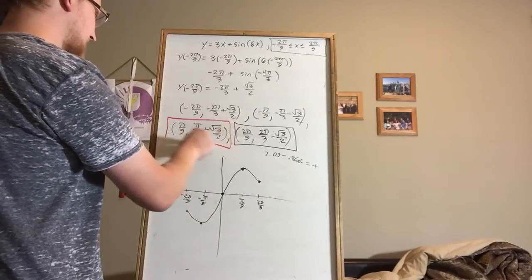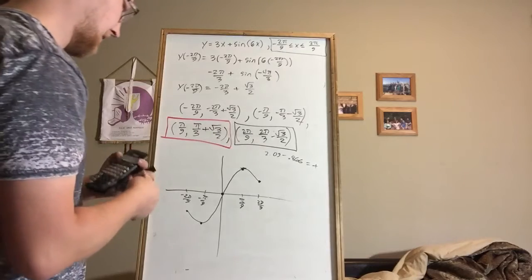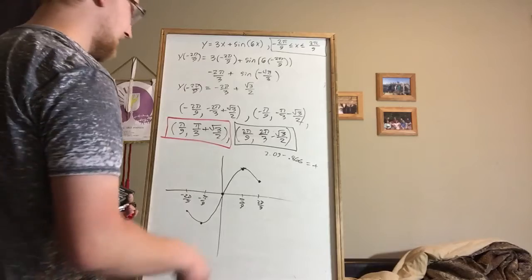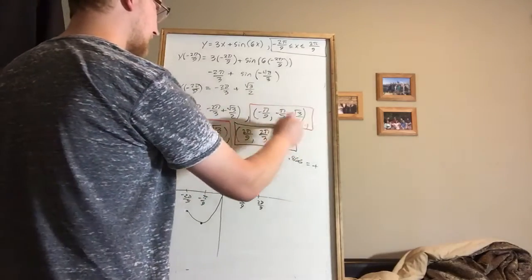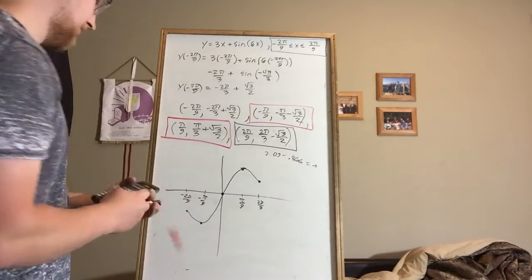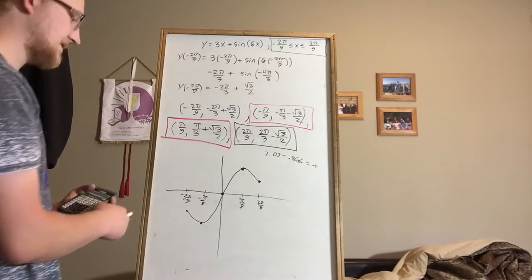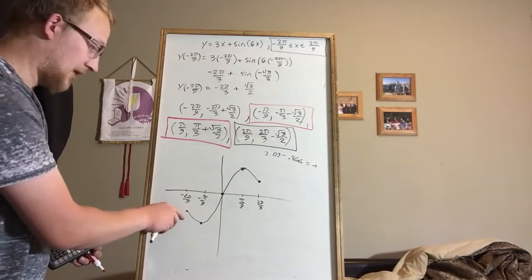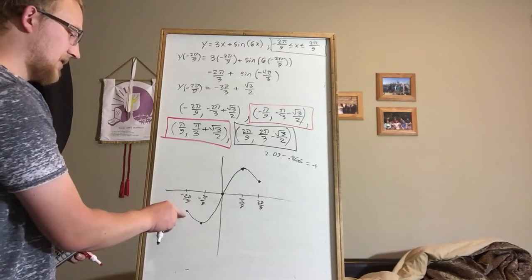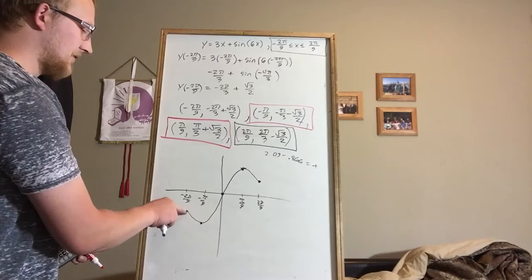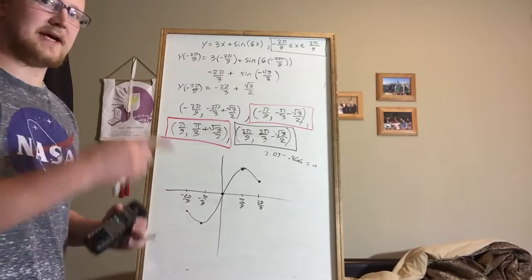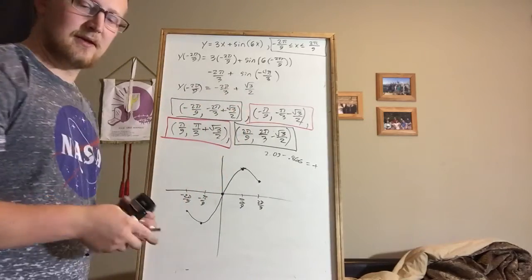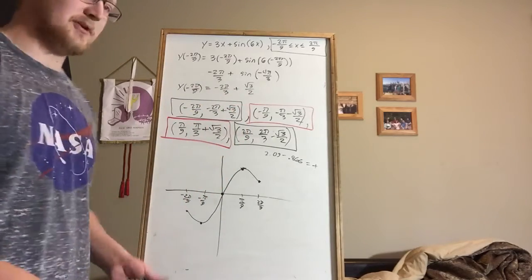I'll use red for maximum and black for minimum. If we look at negative pi ninths, it's low compared to everything around it, so negative pi ninths is a minimum. And if we look over here at negative 2 pi ninths, even though it's lower than positive 2 pi ninths, when you look at the relativity between it and what's around it, if you walk away from that point, you're going downhill, and therefore that's called a local maximum. And so that's pretty much the end of this problem.